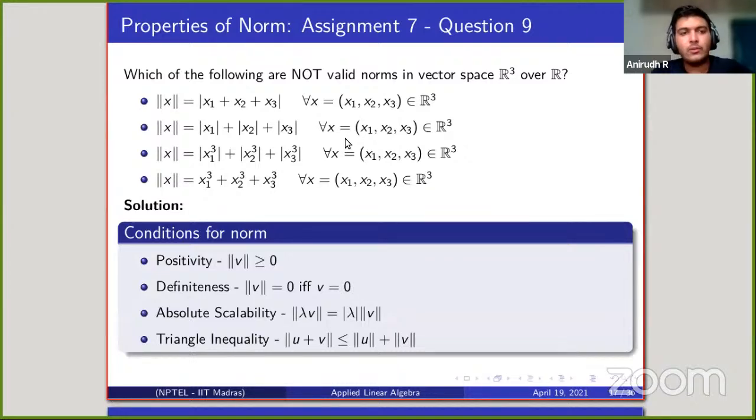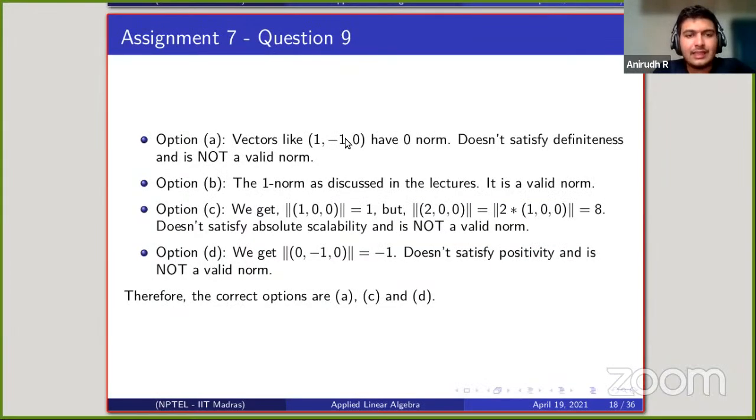The third option has mod of x1 cubed plus mod of x2 cubed plus mod of x3 cubed. Here we see that the norm of (1, 0, 0) is 1, but the norm of (2, 0, 0), which is 2 times (1, 0, 0), is 8. So absolute scalability is not satisfied here, because we are multiplying by 2, and we should be able to take the mod of 2 outside. The norm of (2, 0, 0) should be 2, but we are getting 8. So this is not a valid norm again.